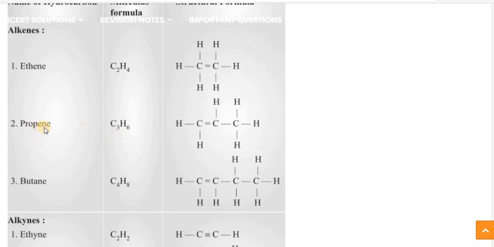Now the next one, that is propene. It's C3H6. So 1, 2, 3, 3 carbon and hydrogen is 6: 1, 2, 3, 4, 5, 6. So it is propene.